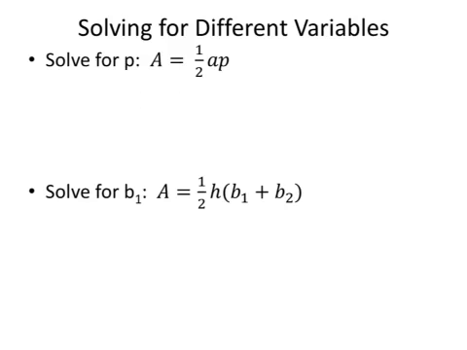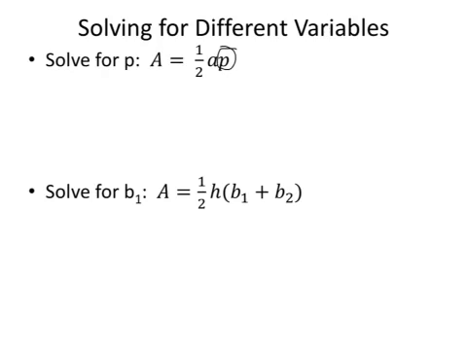So here we've got a couple different equations. In the first one here, we want to solve for the variable p. So area equals 1/2 a times p. That is the book's equation for area of a regular polygon, right? So A equals 1/2 a times p. So we want to solve for p here.